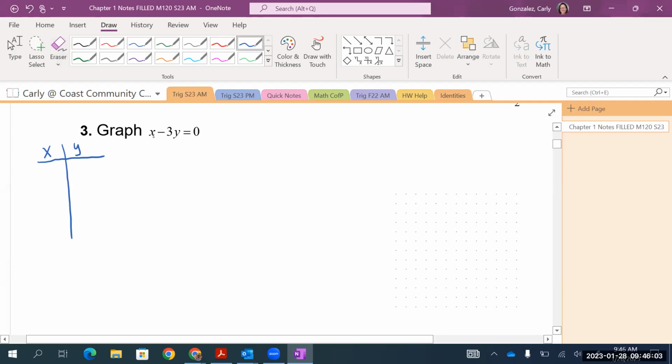How about if we tried 0 for x? Okay, so if x is 0, let's see what y would have to be. Well, if we have 0 minus 3 times something, but we want it to equal 0, we're going to need 0 minus 0. So 3 times 0 will allow us to get that 0 minus 0 equals 0.